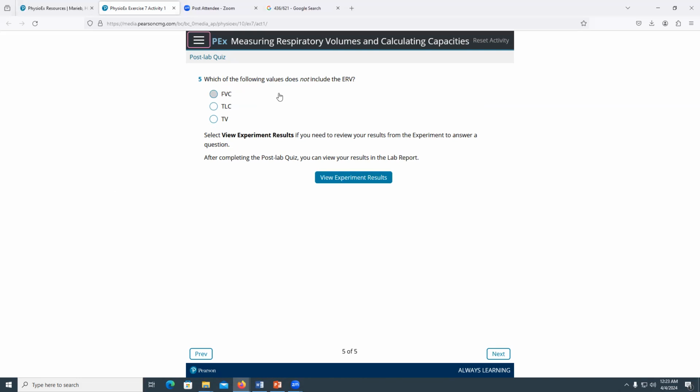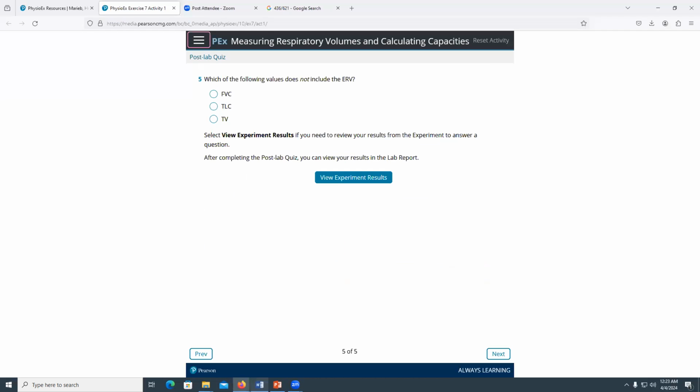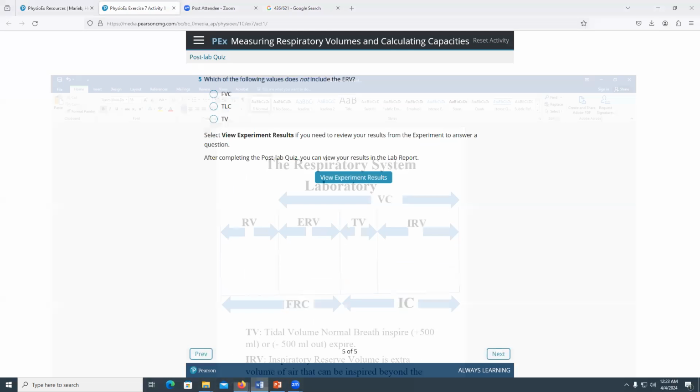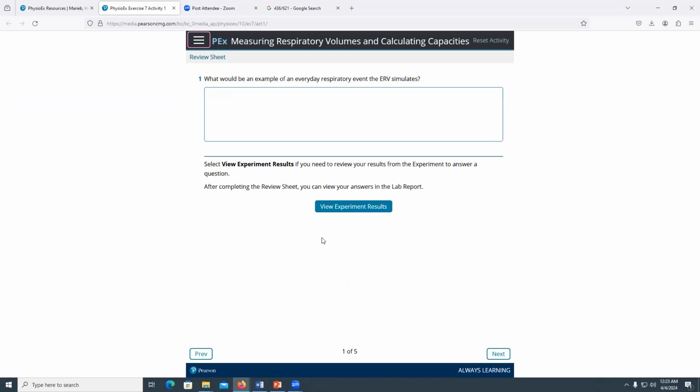Which of the following values does not include ERV? Vital capacity must include ERV. Total lung capacity will include everything, and the tidal volume obviously is not part of the expiratory reserve volume. Submit. Okay, what would be an example of an everyday respiratory event where there is expiratory reserve volume? When I expire more than my tidal volume, like when you sneeze, achoo, you are expiring more than the tidal volume. So sneezing is good.